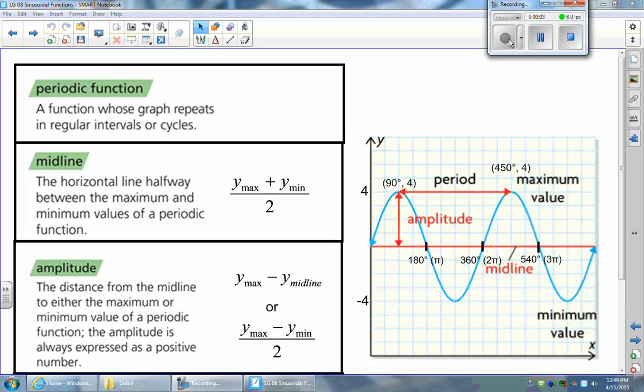Okay, today we're going to learn some vocabulary of sinusoidal functions. So the first thing is a periodic function. All a periodic function is, is a function whose graph repeats in regular intervals or cycles.